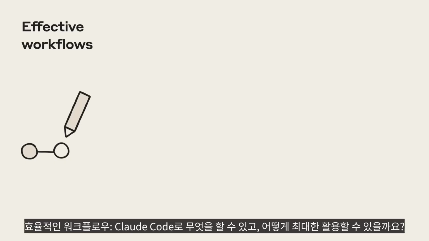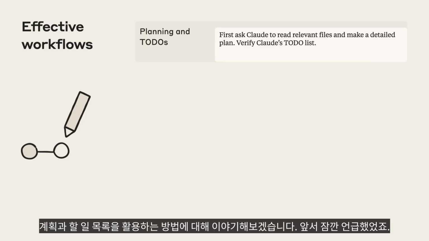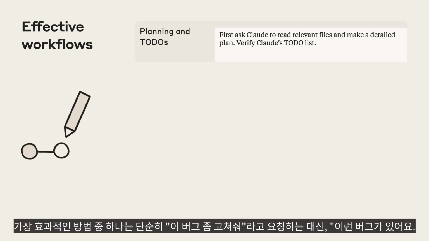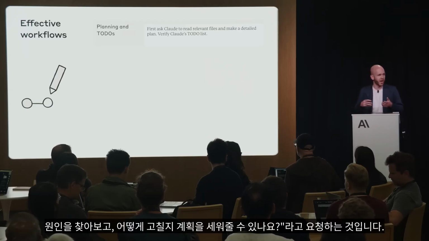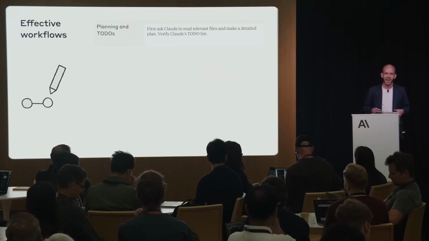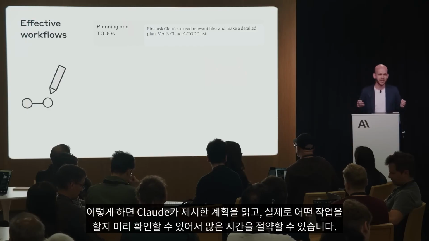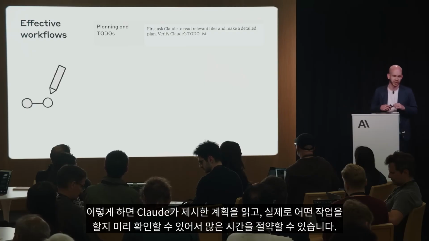Efficient workflows. What can you do with Claude Code, and how do you get the most out of it? So, using planning and to-dos. I talked a little bit about this before. But one of the best things you can do is when you open up Claude Code, instead of saying, hey, I need you to fix this bug, you can say, hey, I have this bug. Can you search around, figure out what's causing it, and tell me a plan for how we're going to fix it? This can save you a lot of time because you can read Claude's plan and verify what it's going to do.